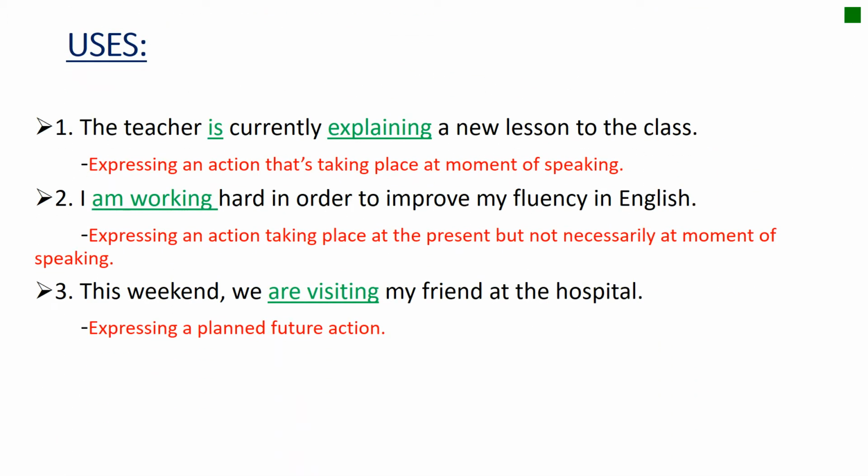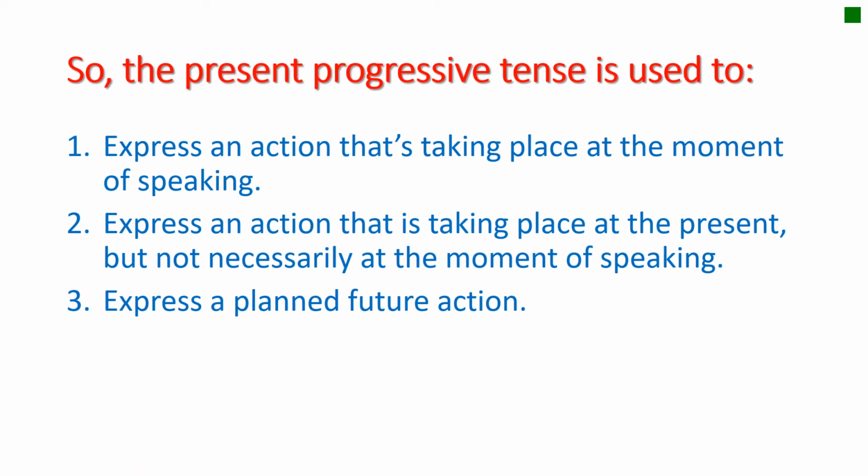So the uses of the present progressive tense: 1. Expressing an action that's taking place at the moment of speaking. 2. Expressing an action that's taking place at the present but not necessarily at the moment of speaking. And 3. When we need to express a planned future action. Even though this event is in the future, since it is planned, I can use the present progressive tense. So those are the uses of the present progressive.